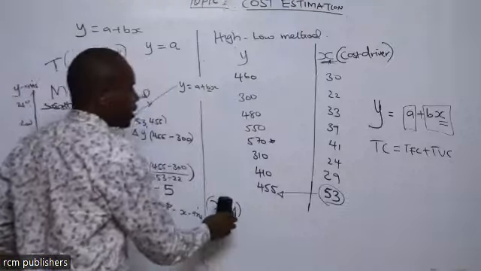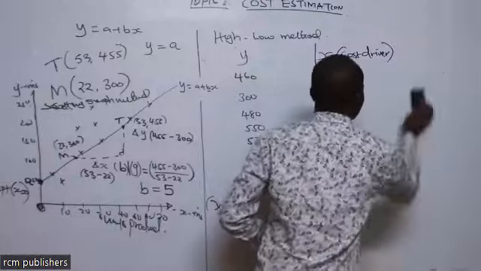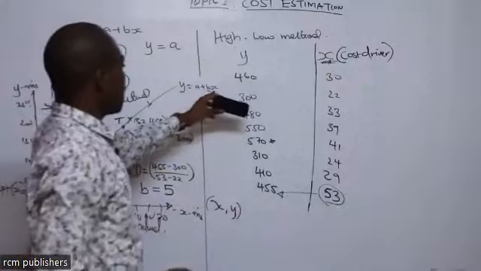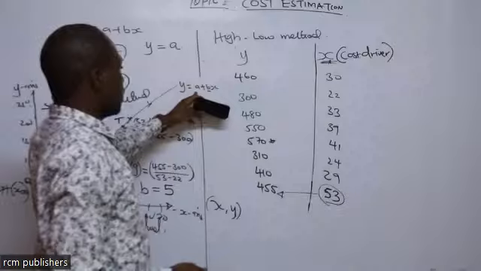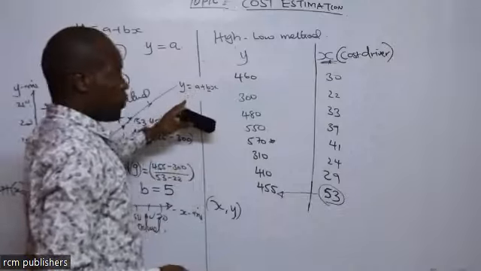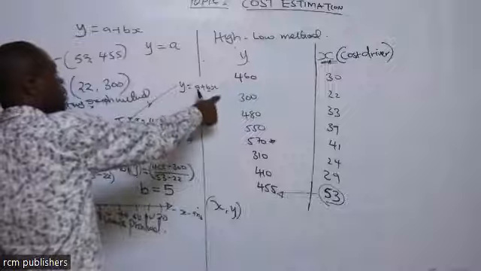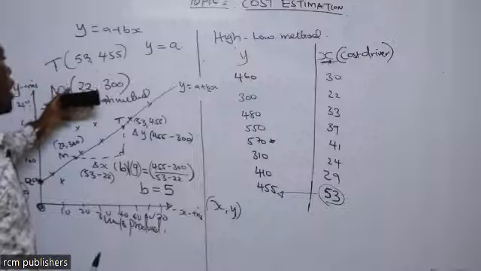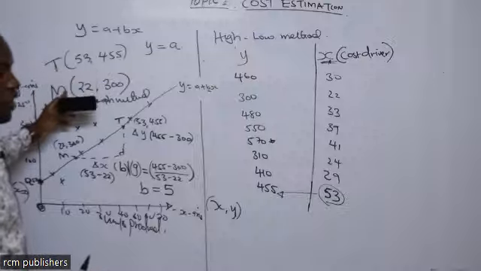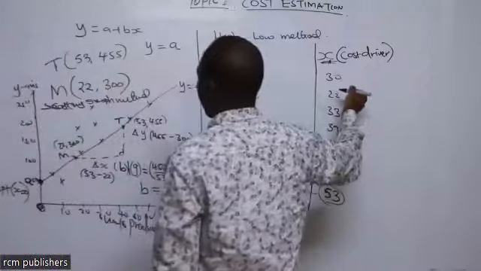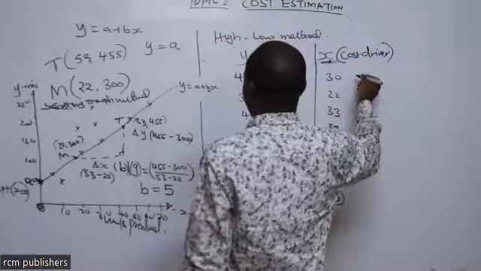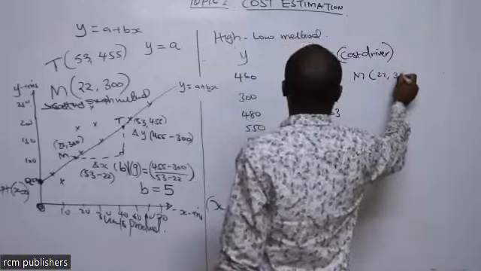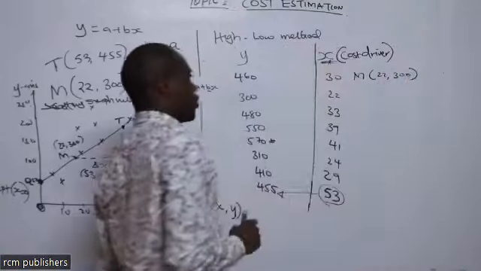Now, if the value of B is 5, are we able to get A? That is what we are looking for. We have to arrive at a function of this nature. Now, we take any pair of the coordinates which we got here, either the highest or the lowest, any of them. So let's say we've decided to pick this pair of M, which is 22, 300. That is the coordinate we've decided to pick.